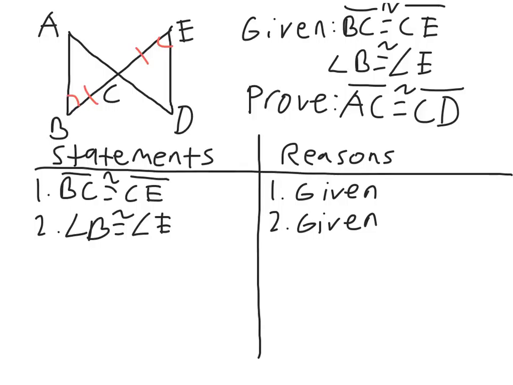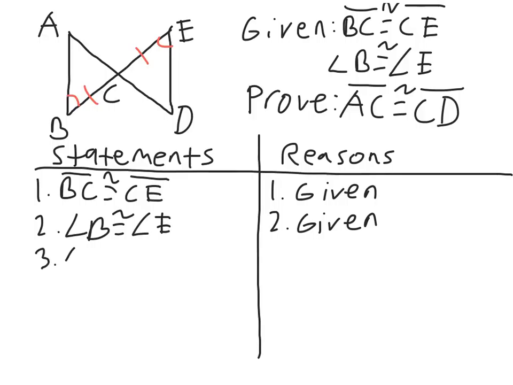Now, we have an angle and a side, an angle and a side. So all we need is one more thing, either a side or an angle. Notice here, these are vertical angles. They're created by these two lines intersecting. Vertical angles are congruent. So, you just say that these two angles are congruent.